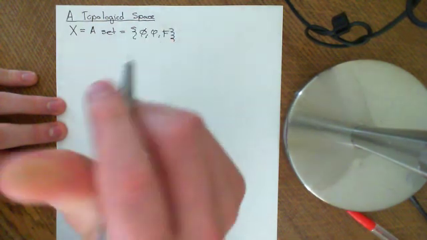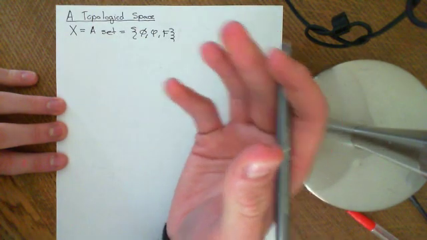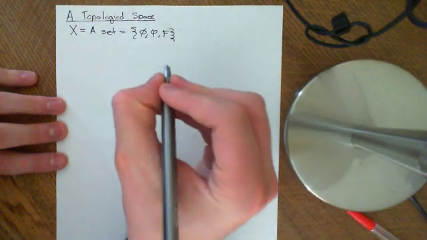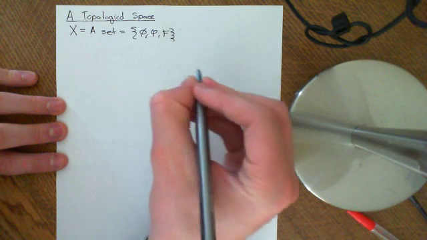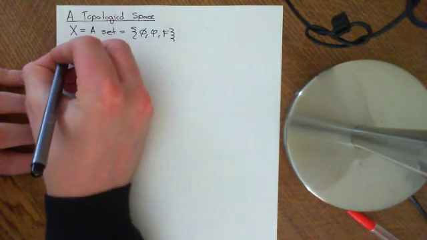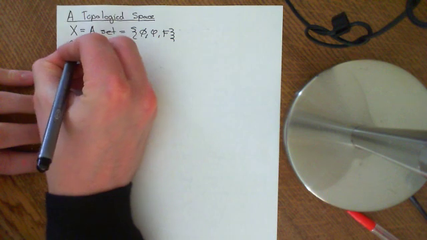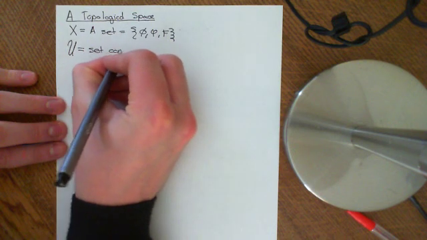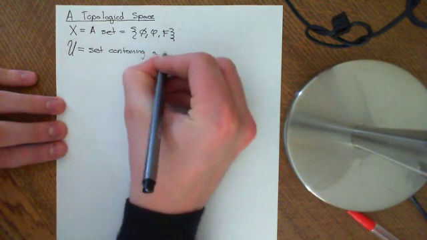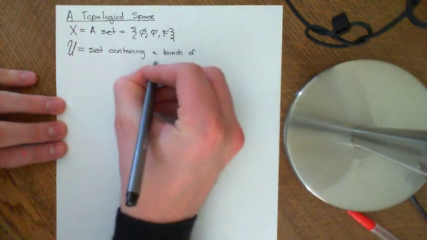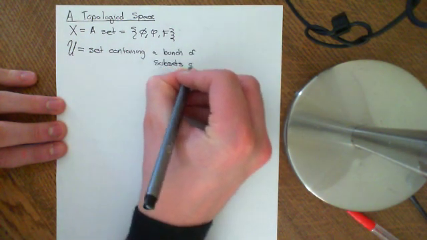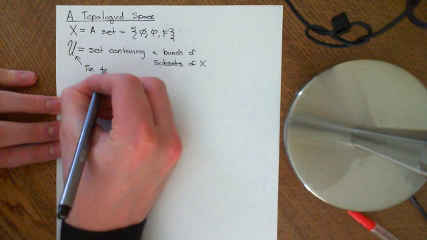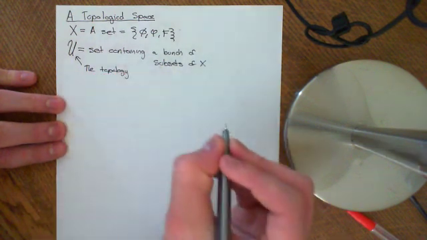And then what you do is, instead of defining, for instance, when we were defining a metric space, we defined this distance function d. Instead, what you define is a subset of the power set of X. So you define a set which is called the set of open sets. So U is going to be a set containing a bunch of subsets of the set X. And this is called the topology. This set containing this bunch of subsets is called the topology.